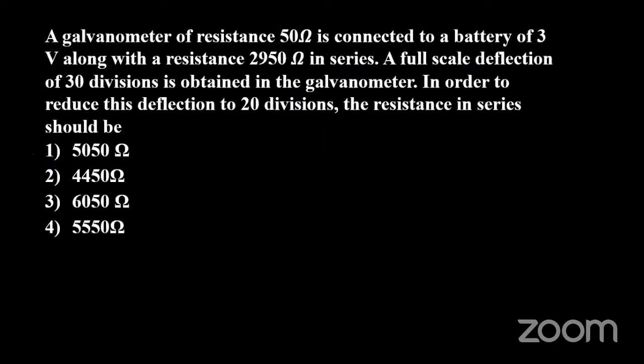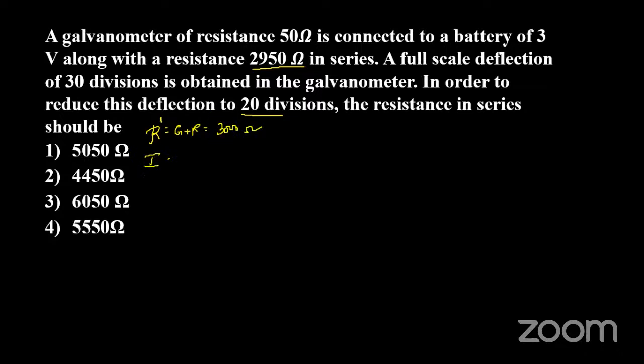A galvanometer of resistance 50 ohm is connected with a battery of 3 volt along with a resistance of 2950 ohm in series. A full-scale deflection of 30 divisions is obtained in the galvanometer. In order to reduce the deflection to 20, resistance in series. But what is the total resistance? I'll call it R dash. It is G plus R. In series we have 50 ohm and 2950. So 3000 ohm is the total resistance.